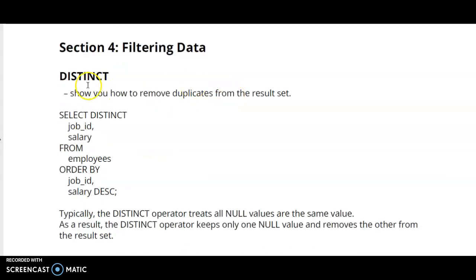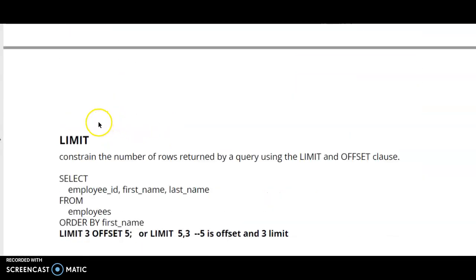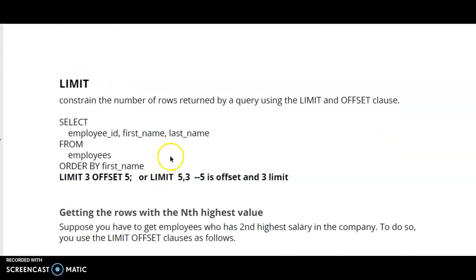For filtering data, there is DISTINCT, used to show you how to remove duplicates from the result set. Select distinct job ID, salary from employees order by job ID, salary descending. In that query, unique job IDs will be returned, and duplicate records will be removed using that DISTINCT.